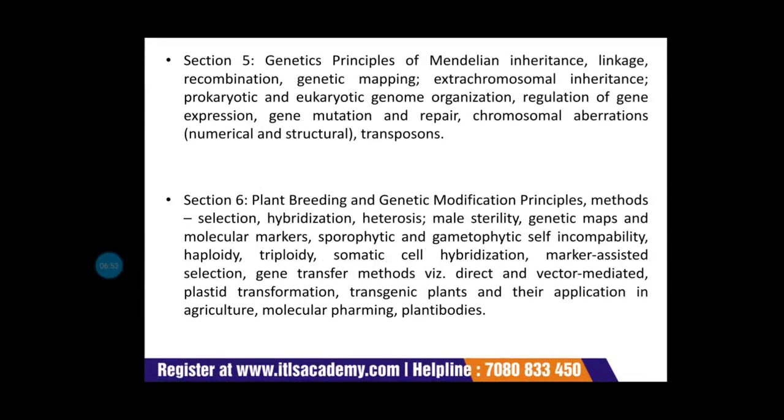Now let's discuss section 5. Section 5 consists of the genetics portion, where the principles of Mendelian inheritance, linkage, recombination, genetic mapping, extrachromosomal inheritance, prokaryotic and eukaryotic gene expression, regulation of gene expression, gene mutation and repair, chromosomal aberrations and transposons are there. From that portion you will get 3 to 4 marks. Section 6 is the plant breeding and genetic modification portion. Here you will get 3 to 4 marks only.